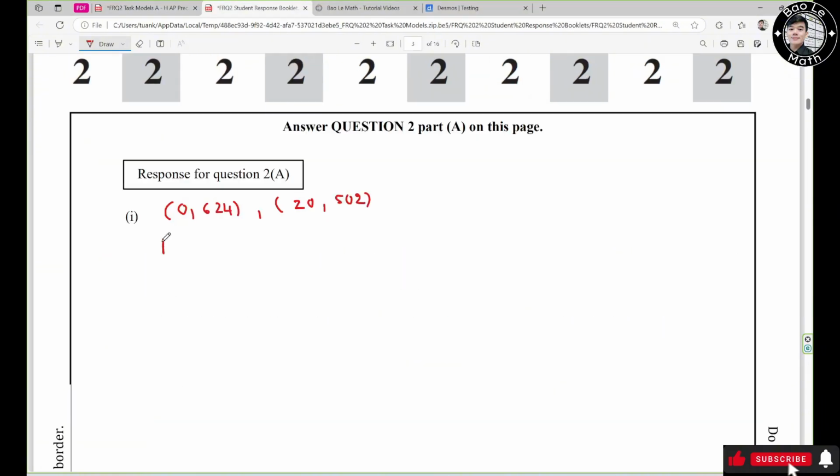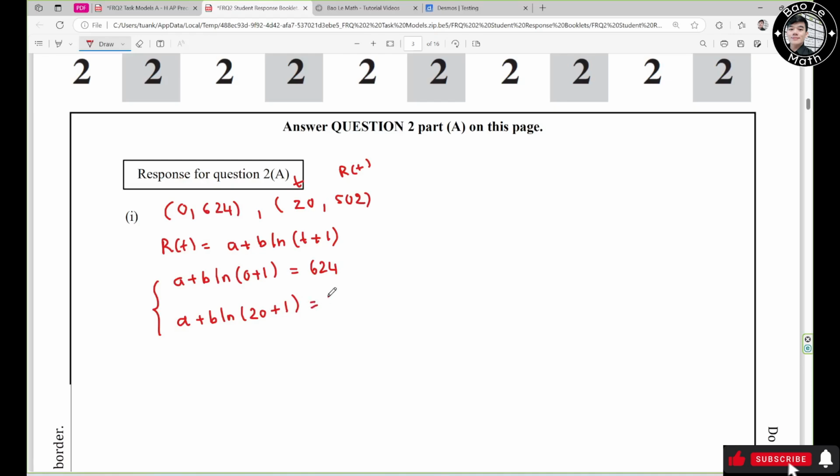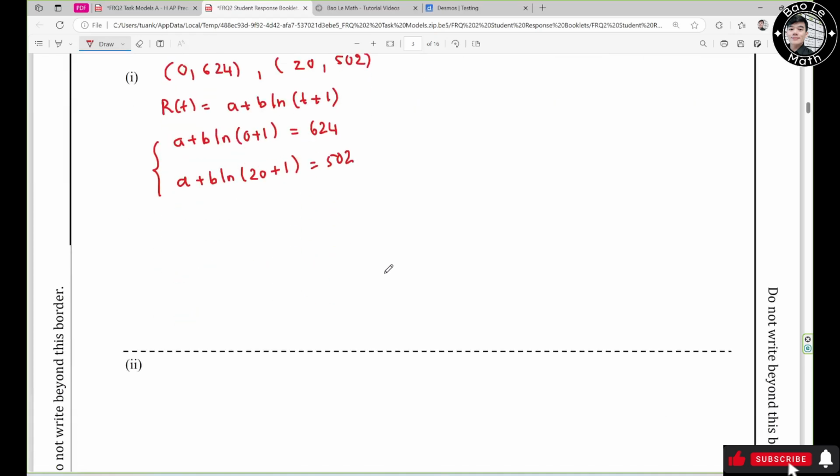You have equation R(t) equals A plus B natural log of t plus 1, right? So you need to write two equations, right? Now, this one represents R(t), right? This one represents t. So keep that in mind. You have the first equation. It's going to be A plus B times natural log of 0 plus 1 equals 6:24. And second equation, A plus B natural log of 20 plus 1 equals 5:02, right?